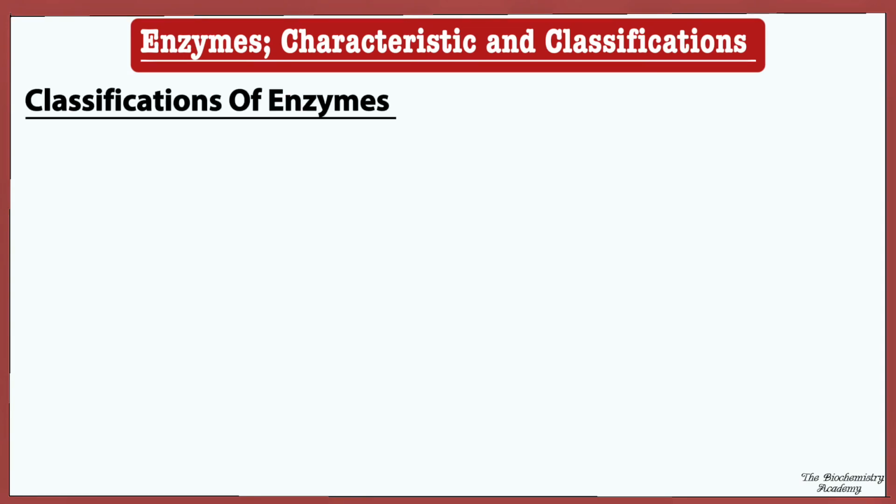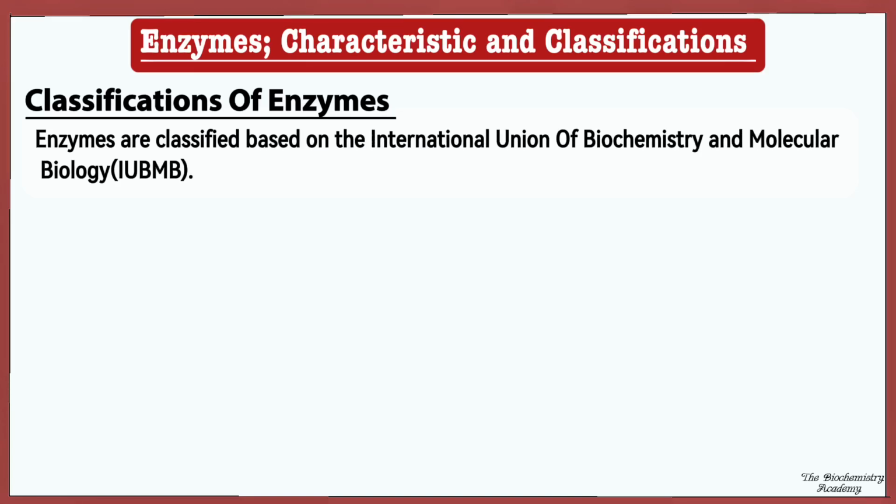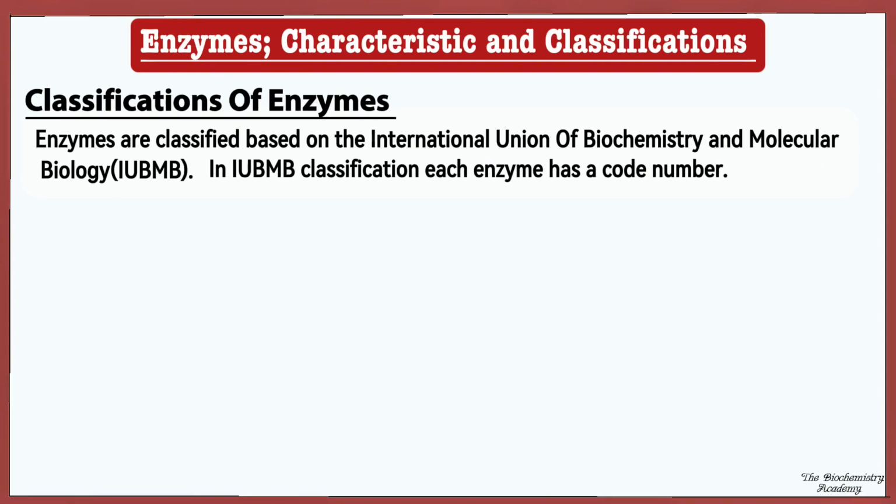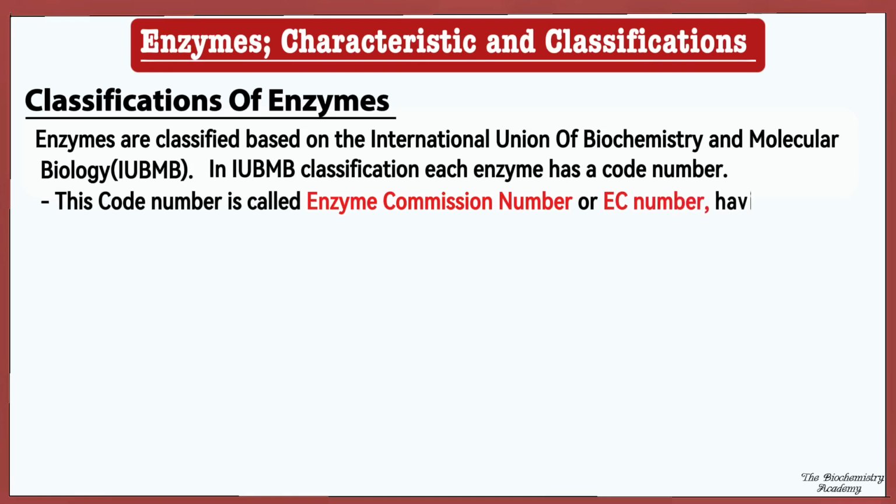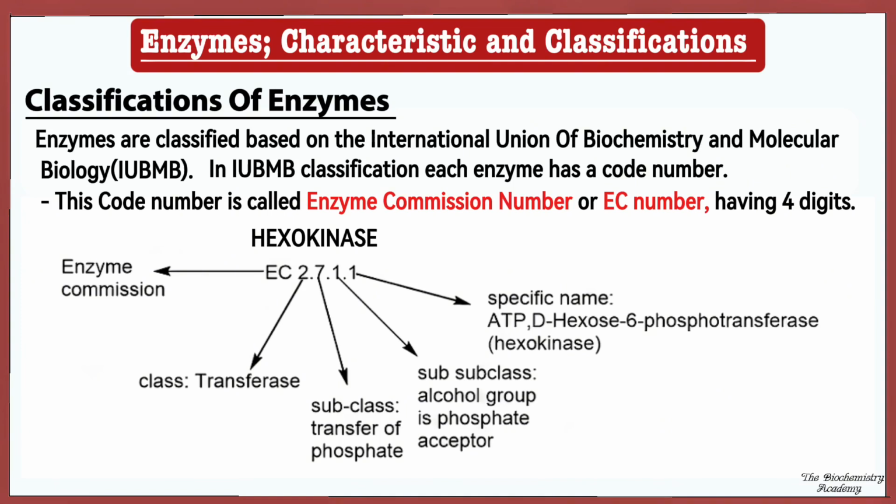So next, let us understand the classification of enzymes. Enzymes are classified based on the International Union of Biochemistry and Molecular Biology, which is abbreviated as IUBMB. Now, in this IUBMB classification, each enzyme has a code. It has a code number, and this code number is called the Enzyme Commission number or EC number. The EC number has 4 digits, and we are going to use the enzyme hexokinase, an enzyme that is involved in glycolysis or glucose metabolism.